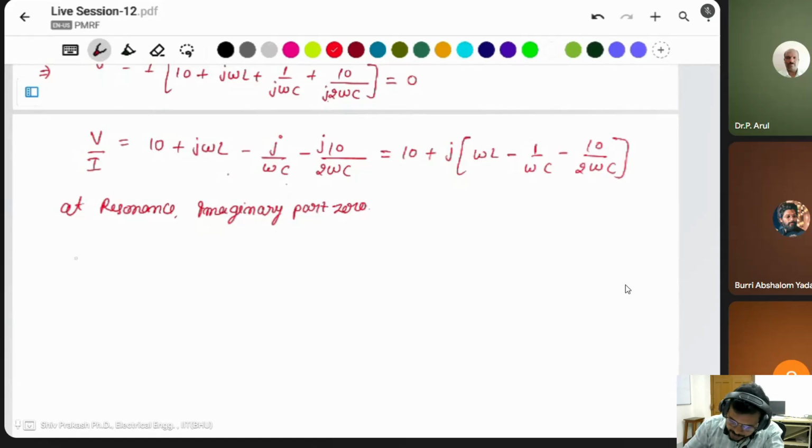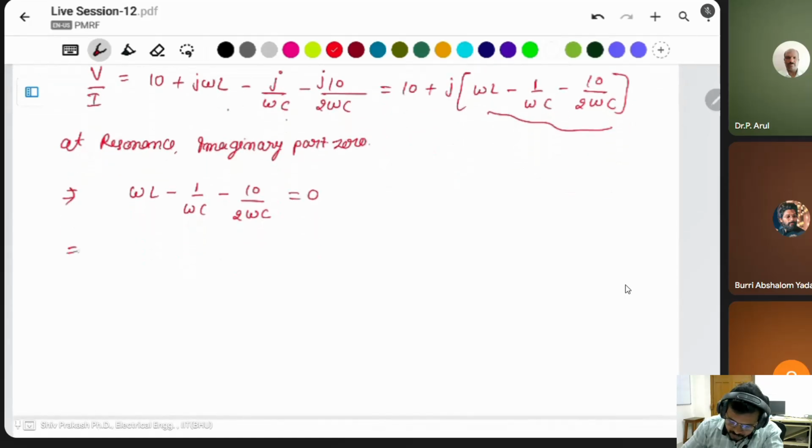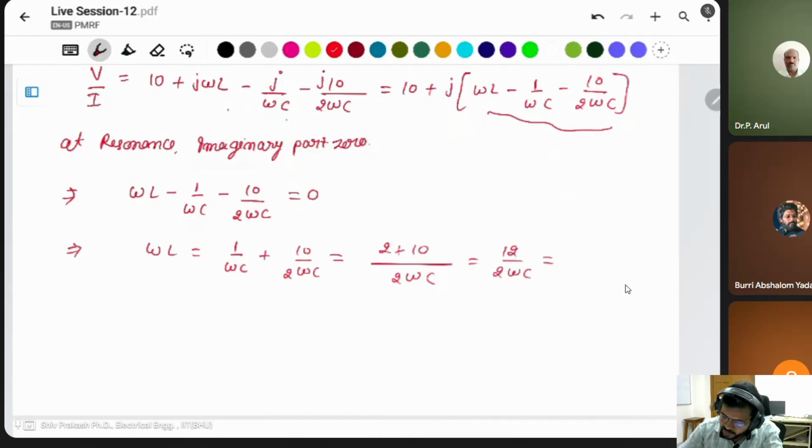Okay, we take the imaginary part as 0. The imaginary part is this one: omega L minus 1 over omega C minus 10 by 2 omega C is equal to 0. Here omega L is equal to 1 upon omega C plus 10 by 2 omega C. Take the LCM here, 2 omega C. This will be 2 plus 10 is equal to 12 by 2 omega C. It means this will be 6 by omega C.